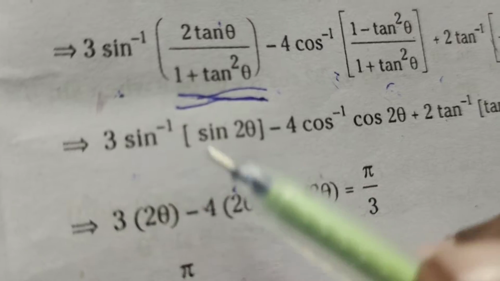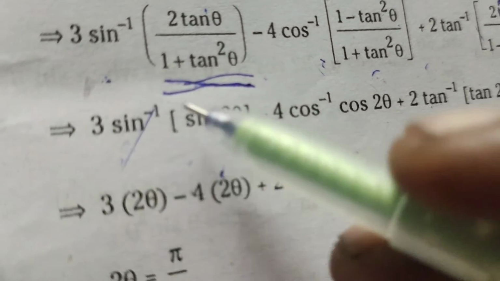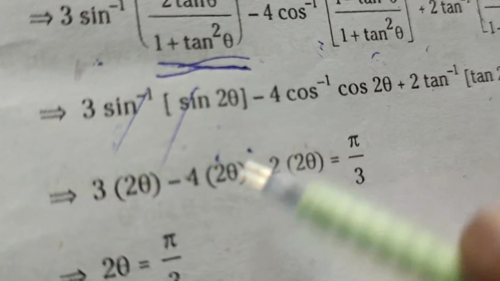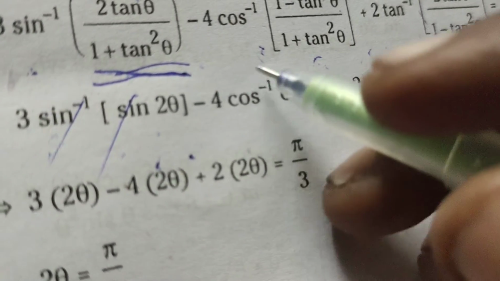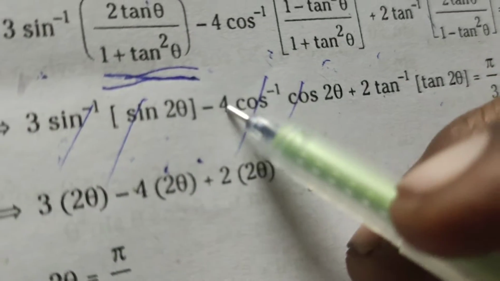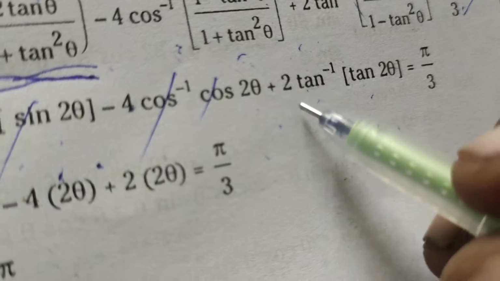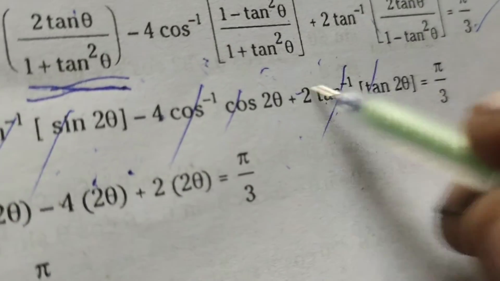Then 3 sin⁻¹(sin 2θ). Sin inverse sin gets cancelled. Therefore, 3 into 2θ, minus here also cos⁻¹(cos 4θ), that is 4 into 2θ, plus here also tan⁻¹(tan 2θ), that is 2 into 2θ, equals π/3.